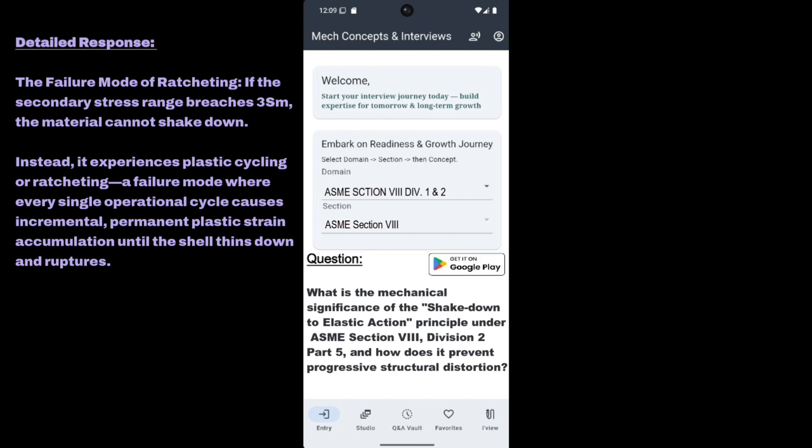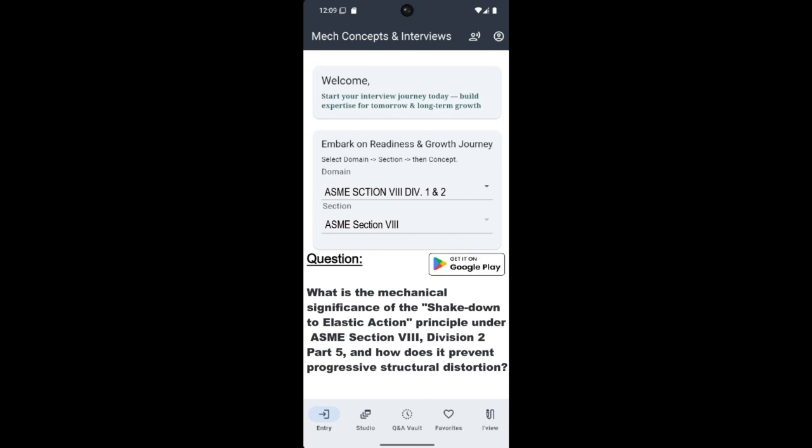If the stress range exceeds twice the yield strength, the material cannot shake down. It cannot establish a stable elastic loop. So it just keeps yielding. Exactly. Every single time the refinery unit starts up and shuts down, the metal undergoes incremental permanent plastic strain. It yields in tension, and then it yields again in compression. Over time, the material physically distorts, bulges, thins down at the discontinuity, and eventually fractures wide open.